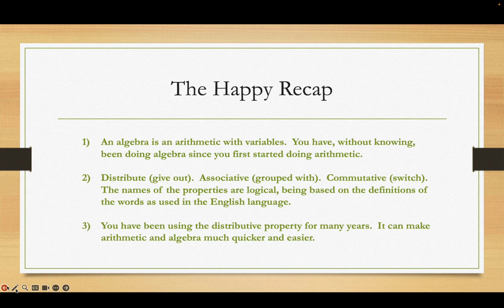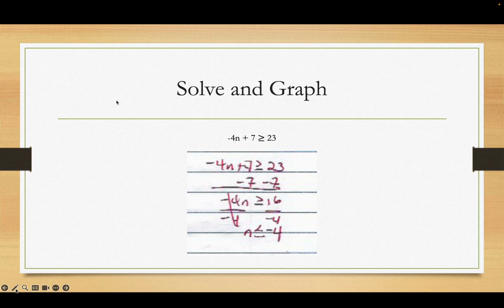So let's, instead of erasing this one, let's just follow it through and see if we understand what's going on as I solve it. Subtract 7 from both sides. I get negative 4n is greater than or equal to 16. Dividing by negative 4, I get n is less than or equal to negative 4.